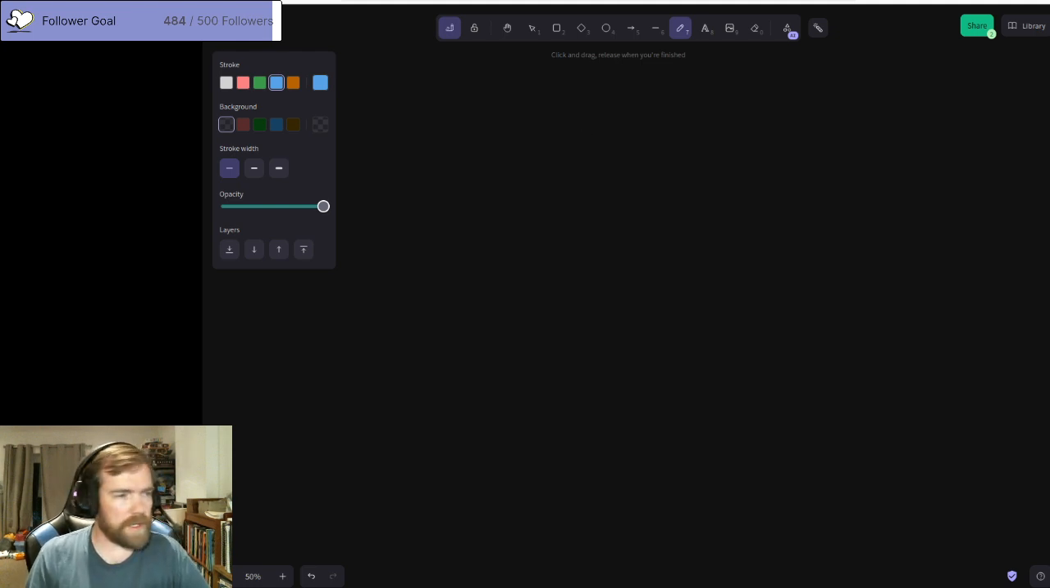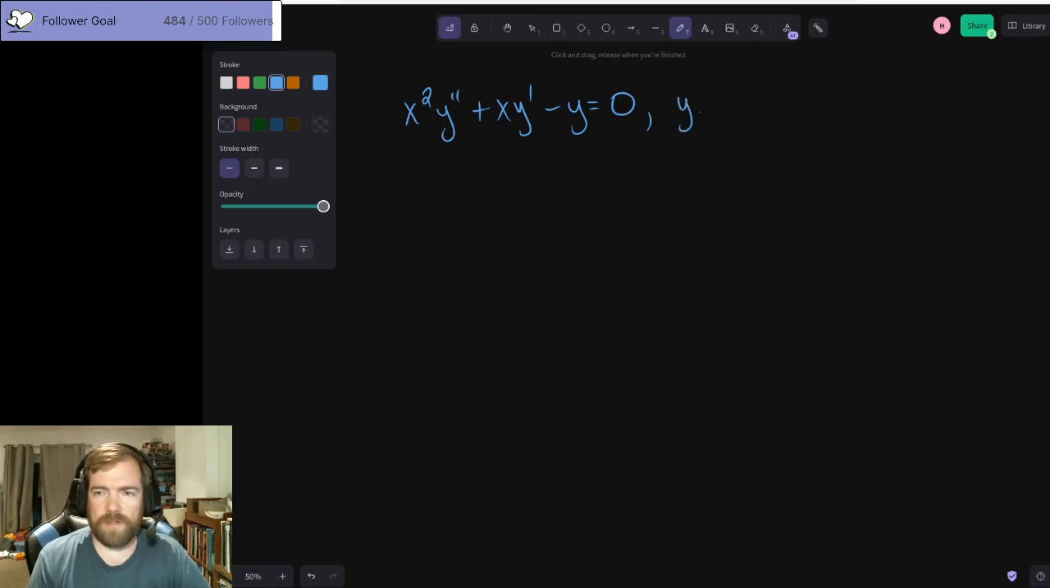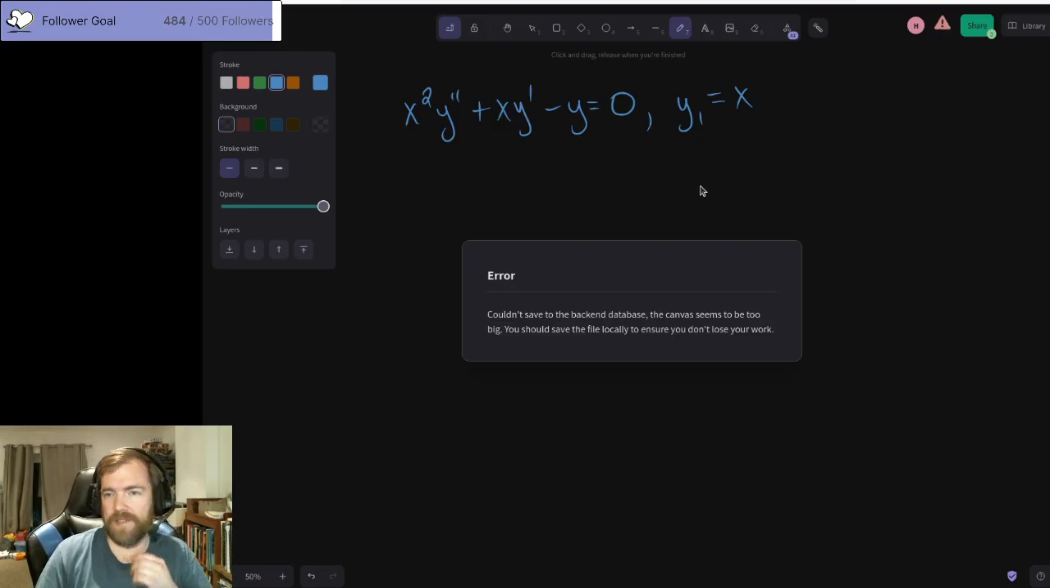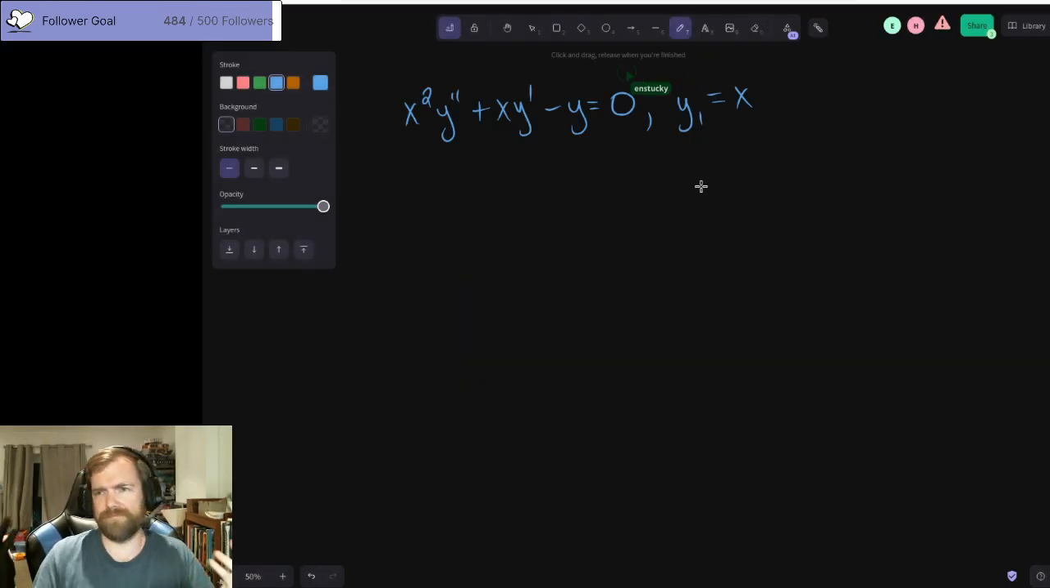So, for tonight, we're going to start with x squared y double prime plus x y prime minus y is equal to 0. I'm going to assert that the first solution to this is that y1 is equal to x.